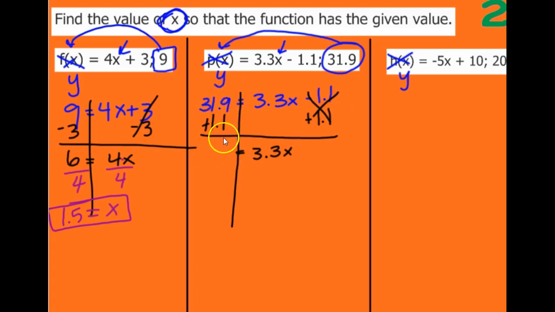And adding this up, 9 plus 1 is 10. Oops, that's a 1 there. 1 plus 1 plus 1 is 3. So we have 33 exactly. And then the opposite of multiplying by 3.3 is divide by 3.3. So we have x equals 33 divided by 3.3, which should give us a nice 10.